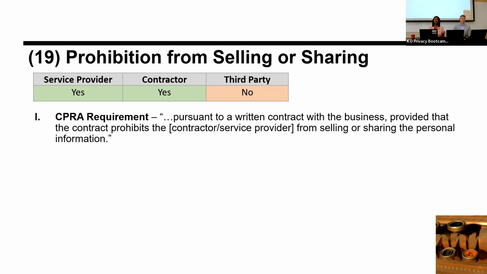And that's consistent with what I shared in the beginning with the definition, that third parties are the entity that are related to sharing and selling, selling for monetary gain, sharing for tracking purposes, and vendors should not be participating in that action.